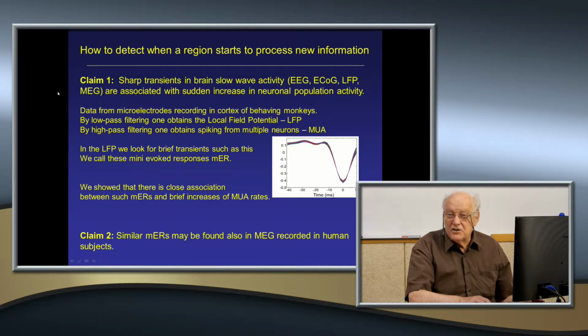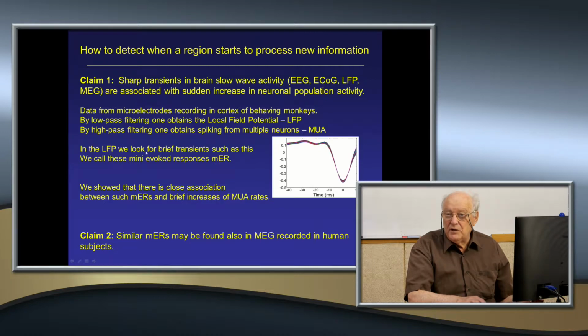This detection is based on two claims. Claim 1. Sharp transitions in brain slow wave activity like EEG, electrocardiogram, etc. are associated with sudden increase in neuronal population activity. We use data from microelectrode recording in cortex of behaving monkeys to extract two signals. By low-pass filtering, we obtain the local field potential, LFP. By high-pass filtering, we obtain spiking from multiple neurons, multi-unit activity.